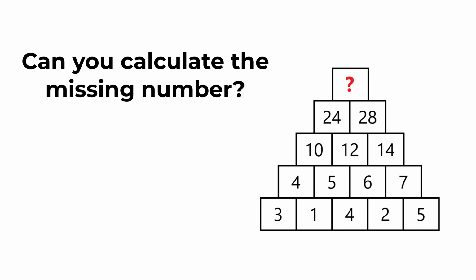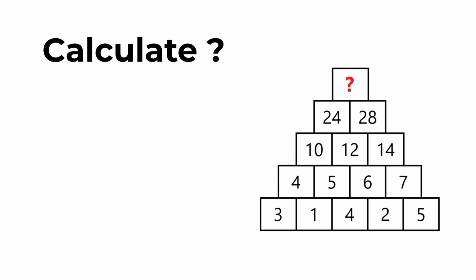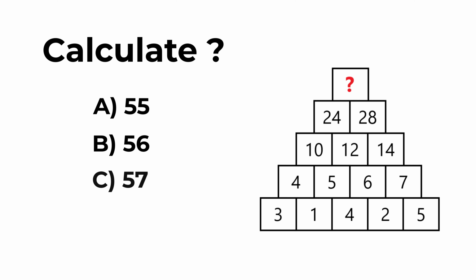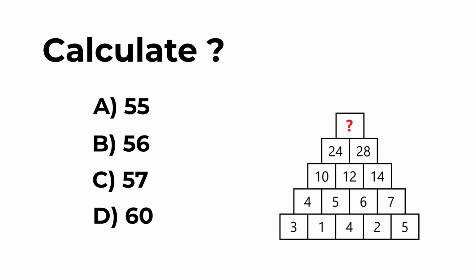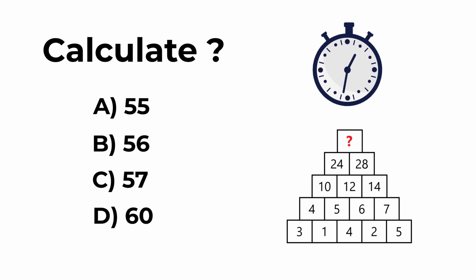You're presented with 4 different choices for the missing number. Choice A, 55. Choice B, 56. Choice C, 57. And choice D, 60. Do you see the answer? You will be surprised how simple it is to get to the answer when we go to the next step.